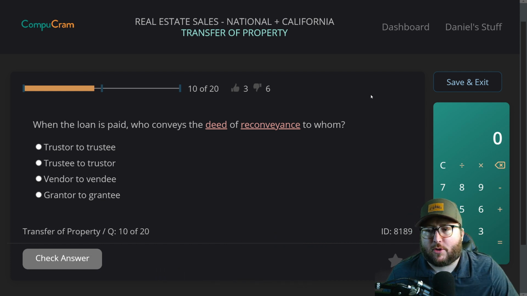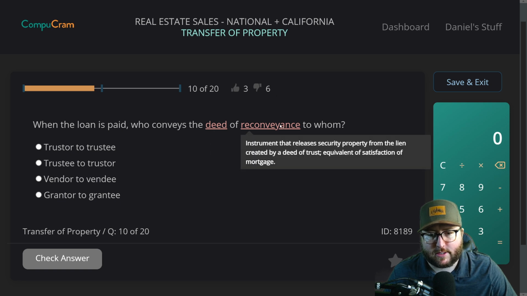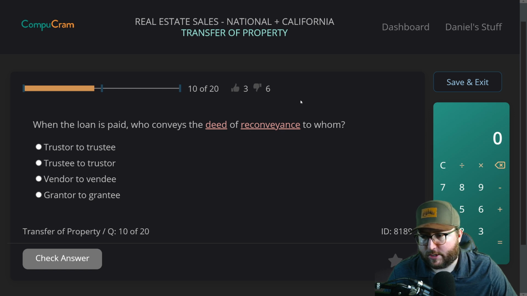Question 10, when the loan is paid, who conveys the deed of reconveyance to whom? Trustor to trustee, trustee to trustor, vendor to vendee, grantor to grantee. Who conveys the deed, a written instrument transferring the grantor's ownership of interest in real property, of reconveyance, an instrument that releases security property from the lien created by a deed of trust, equivalent of satisfaction of mortgage.